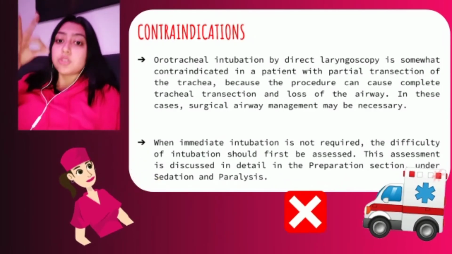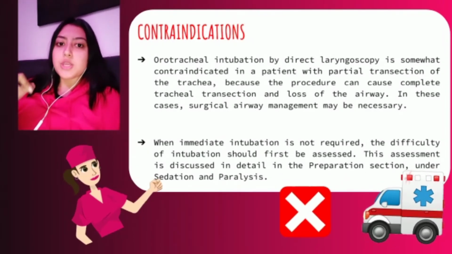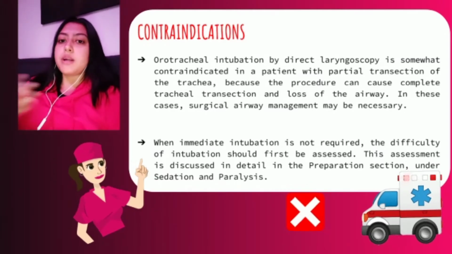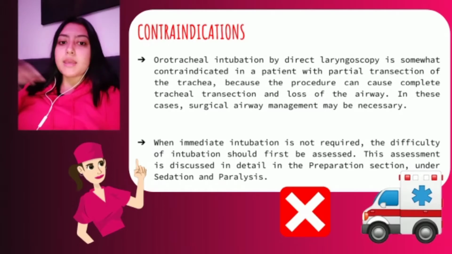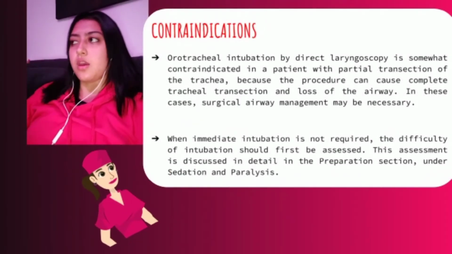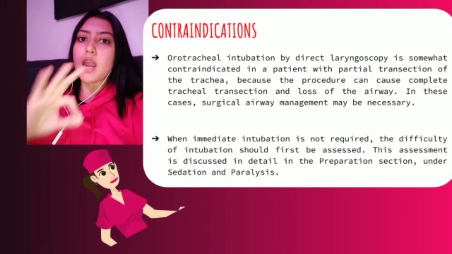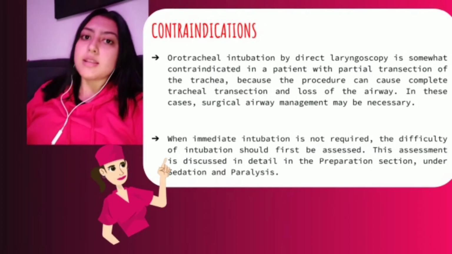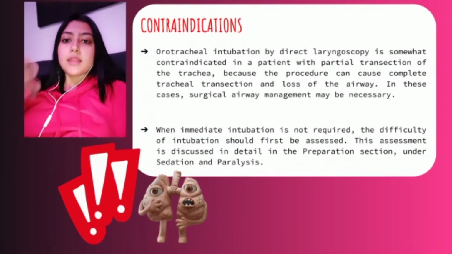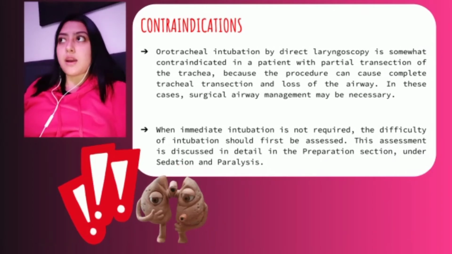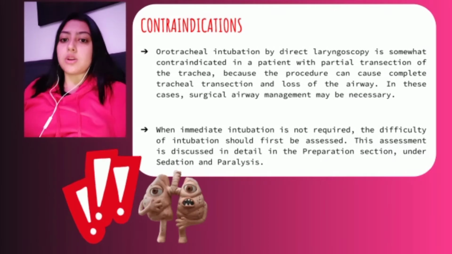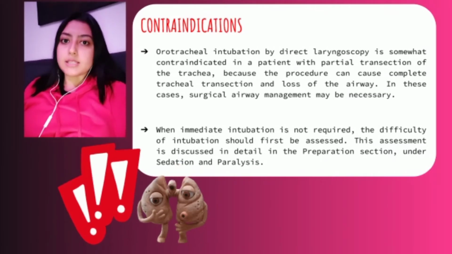Contraindications. The most common contraindication is that orotracheal intubation by direct laryngoscopy is contraindicated in a patient with partial obstruction of the trachea, because the procedure can cause complete obstruction and loss of the airway. In this case, surgical airway management may be necessary. Important: when immediate intubation isn't required, the difficulty of intubation should first be assessed. This assessment is discussed in detail in the preparation section under sedation and paralysis.